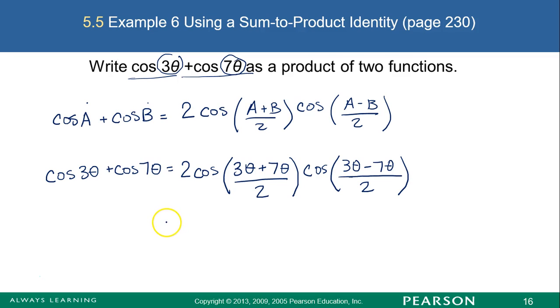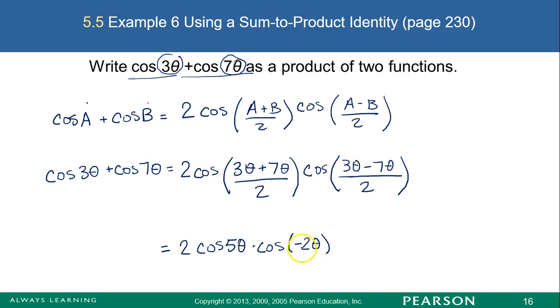Okay, reduce down what you can. So 2 cosine of, now 3 plus 7, that's 10, but you're dividing it by 2, so that's going to be 5 theta times cosine of, this is 3 theta minus 7 theta. Well, that is negative 4, but then you're dividing it by 2, so negative 2 theta.